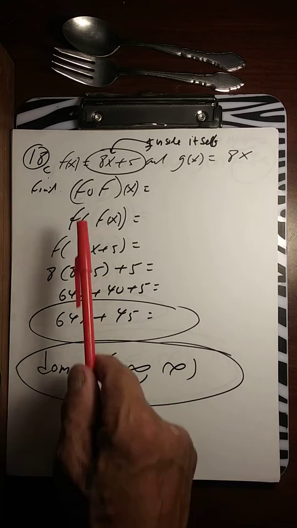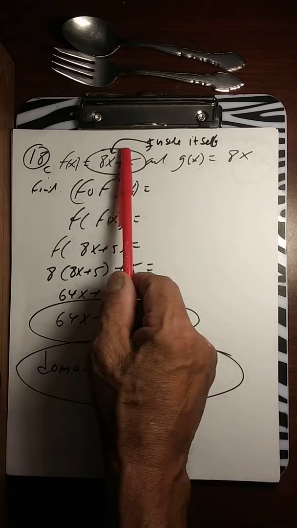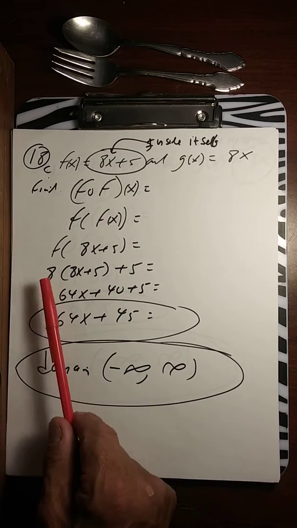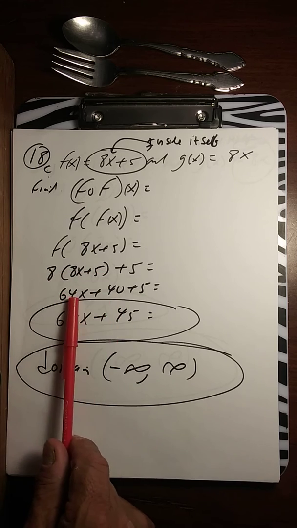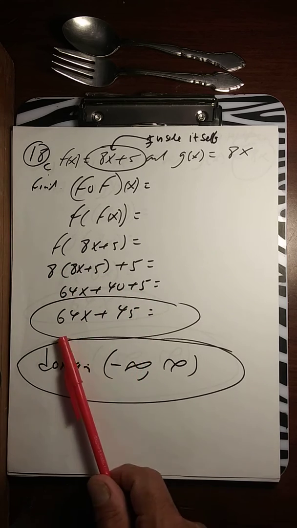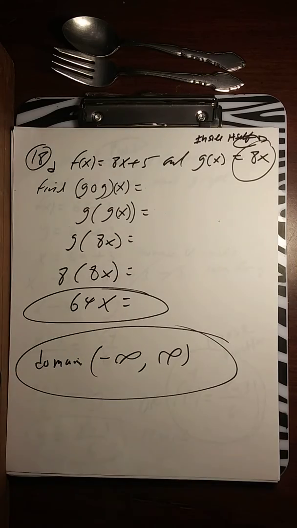F of f, f circle f, you have composite. So f of x is this one, goes inside itself. So 8 times 8x plus 5, plus 5, 8 times that, so we have 64x plus 45, that's it. Negative infinity to infinity is the domain.